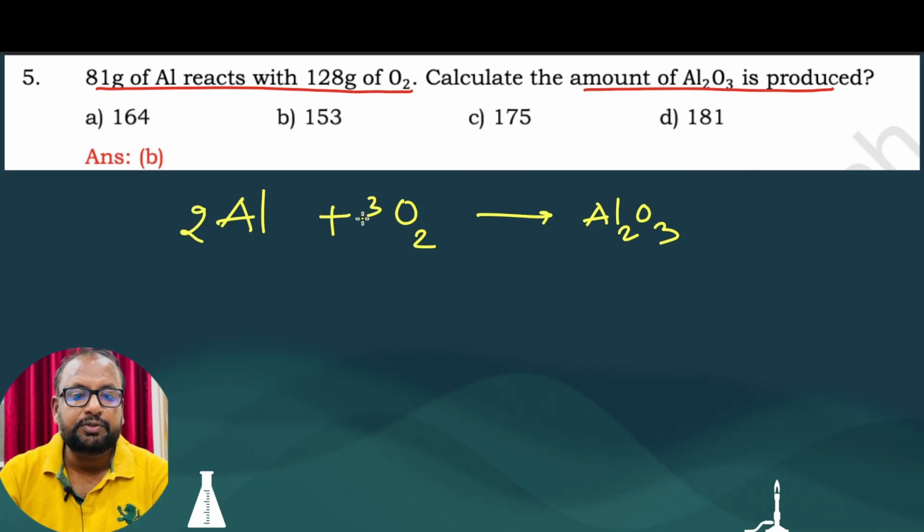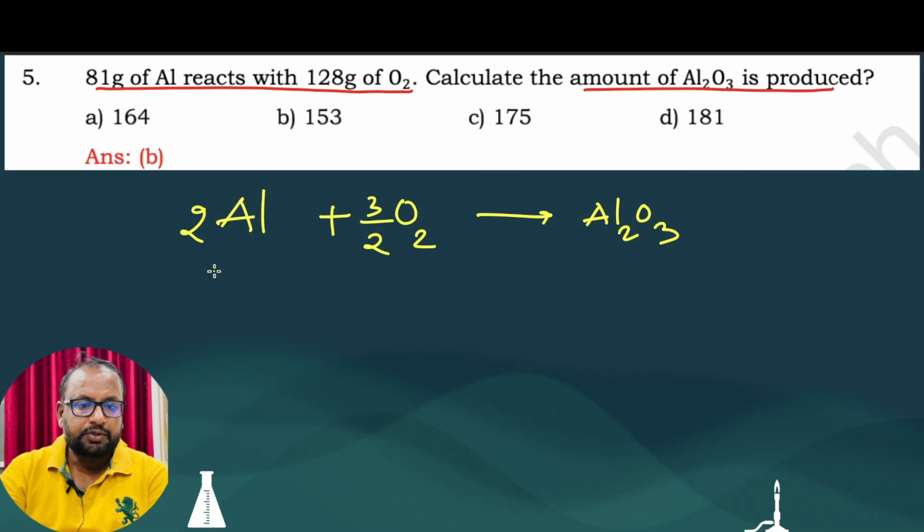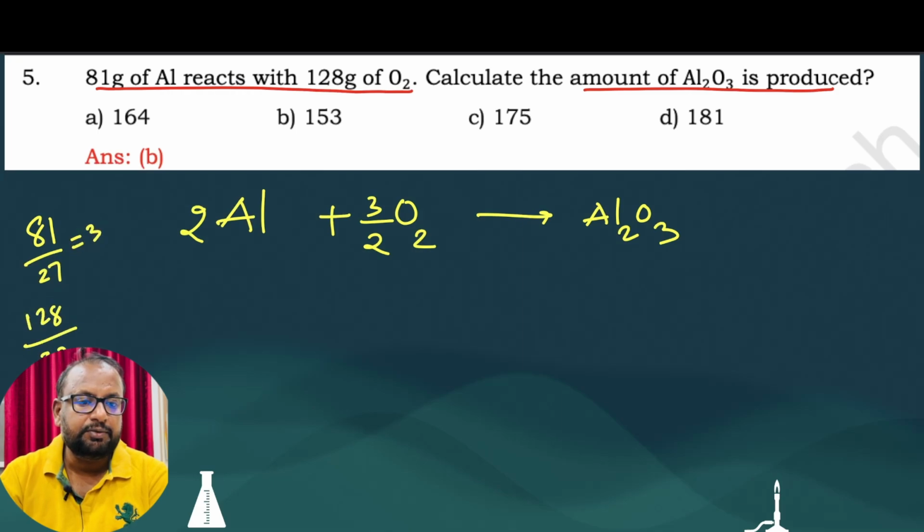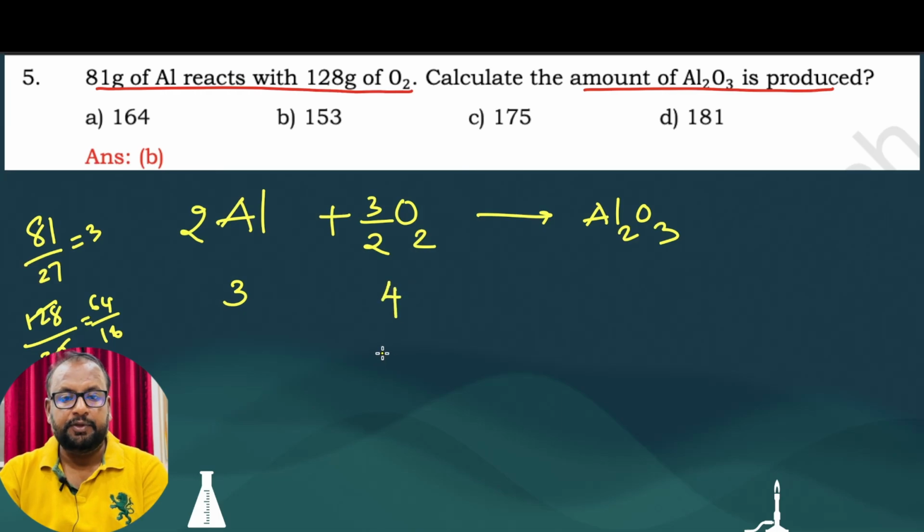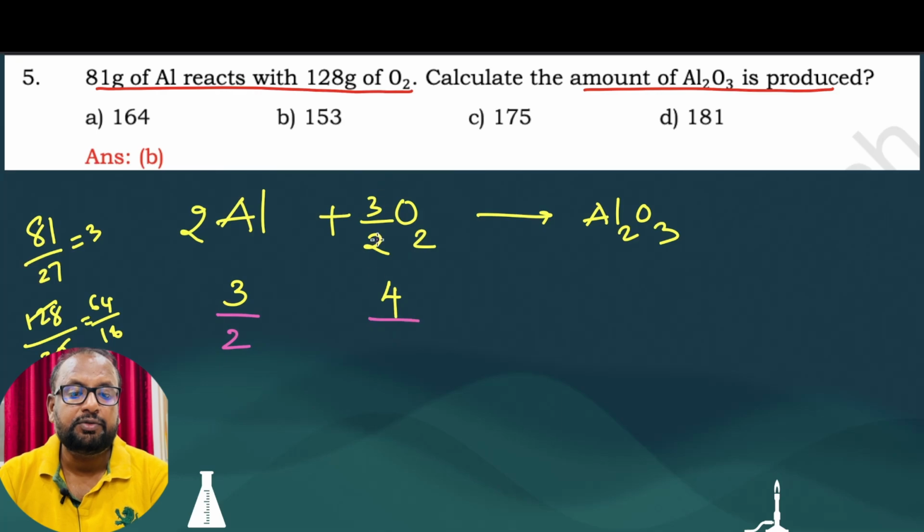It is going to be 2 moles. It is going to be 3 by 2 moles. Okay. We have to figure out the moles. 81 over 27 equals 3 moles and 128 by 32 equals, how much, 64 by 16, this is 4 moles. We are given 3 moles of aluminium and 4 moles of oxygen. We have to figure out the limiting reagent. To find the limiting reagent, what shall we do? We divide it by 2 and we divide it by 3 by 2, which is 1.5. The least one is the one. This is 1.5 and this is going to be more than this. Our limiting reagent is aluminium, right?